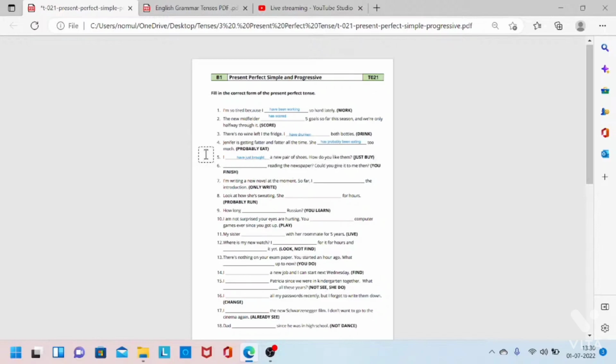And next, sixth one. Dash reading the newspaper. Could you give it to me? Then you finish. Okay, now it's very easy. See, so have you? Here, what has to come? Have you finished?